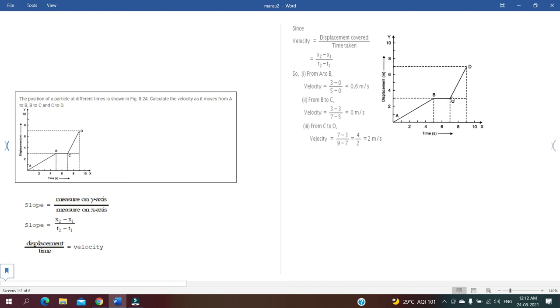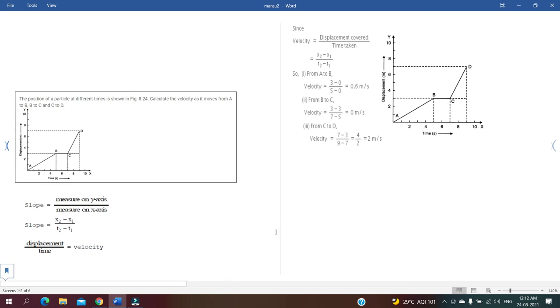Now if you look at these slopes and the angles which these lines make with the horizontal line, we can say whose velocity is greater. The line whose slope is greater, velocity will also be greater for that portion. So we can say that it will move at a faster speed when it moves from c to d, and from b to c it is at rest, its velocity is 0.